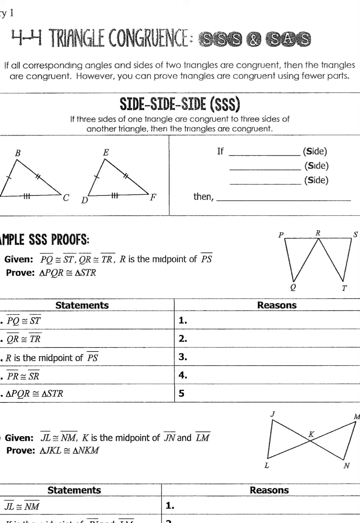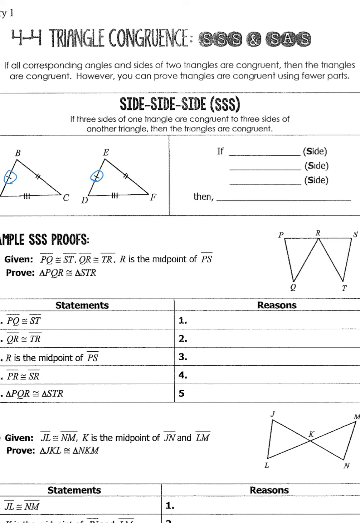All right, so this part of the notes is going to basically walk you through 2 of the 5 shortcuts to proving triangles are congruent. The first one is side, side, side, which is abbreviated SSS. It basically just says if 3 sides of one triangle are congruent to 3 sides of another triangle, then the 2 triangles are congruent.